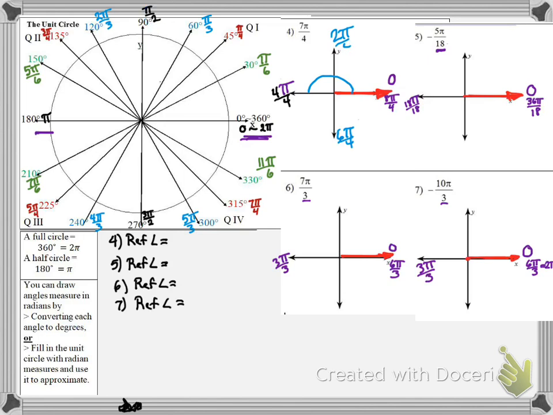2/4. 2 more fourths, 2 more fourths. We're not actually there yet. I need to get 6/4. I want 7/4. I already drew 6/4. I need another pi over 4.